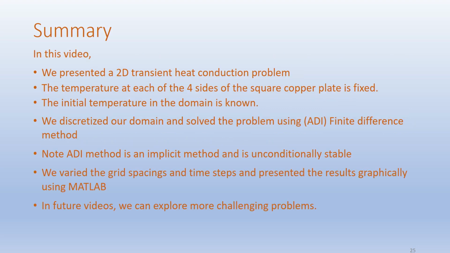To summarize, in this video we presented a 2D transient heat conduction problem. The temperature at each of the four sides of the square copper plate is fixed. The initial temperature in the domain is known. We discretized our domain and solved the problem, and obtained the temperature profile at various interior nodes in the domain using ADI, or alternate direction implicit finite difference method.